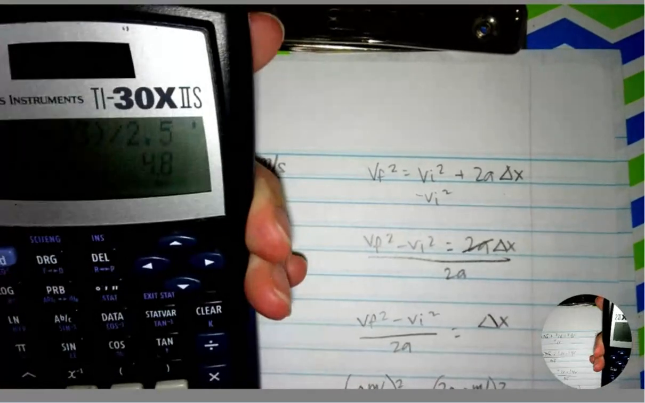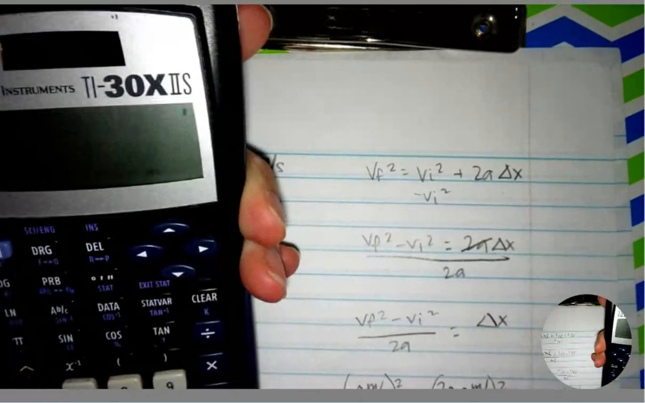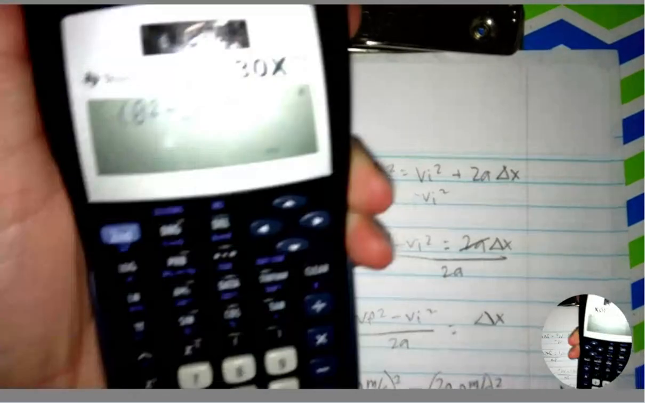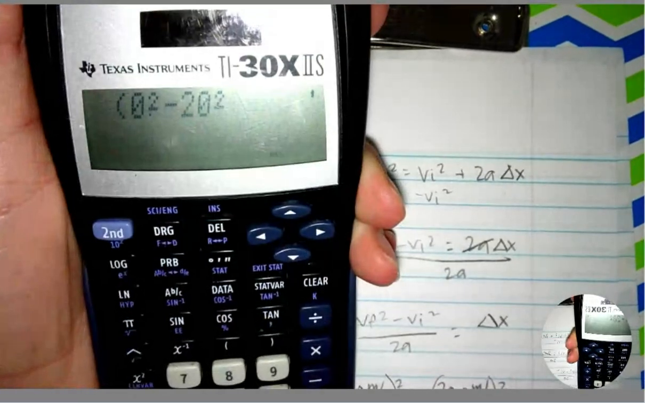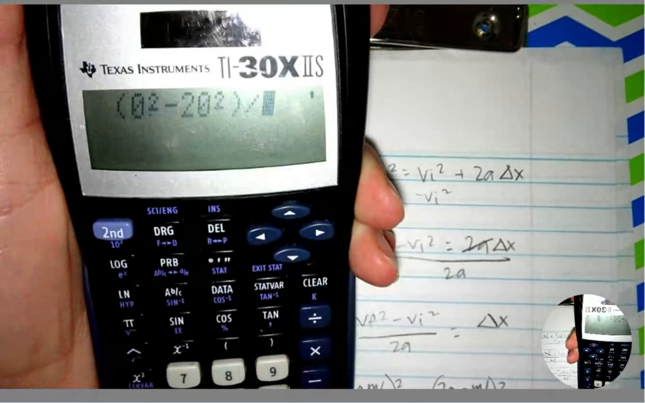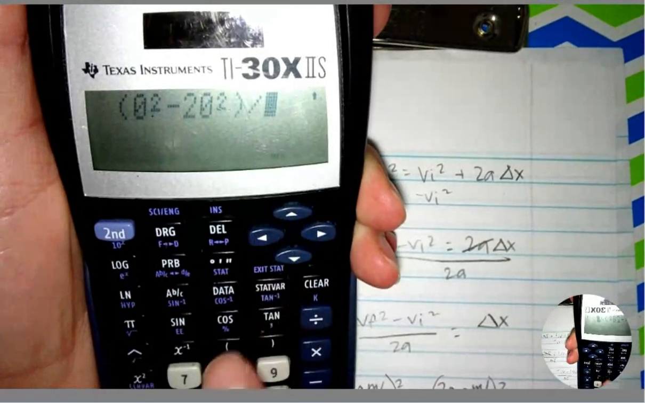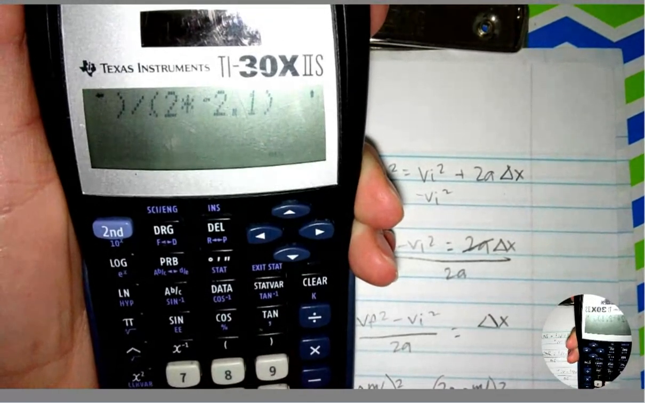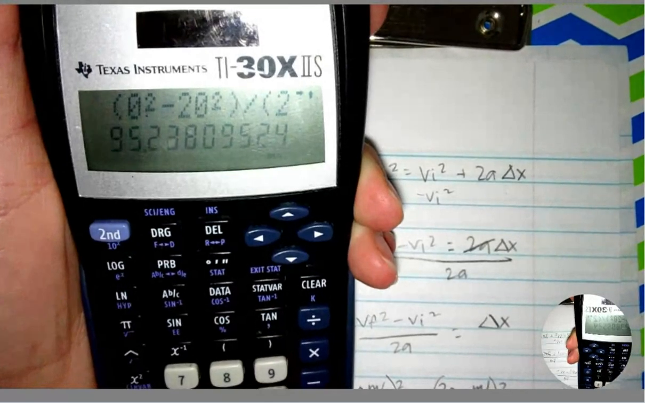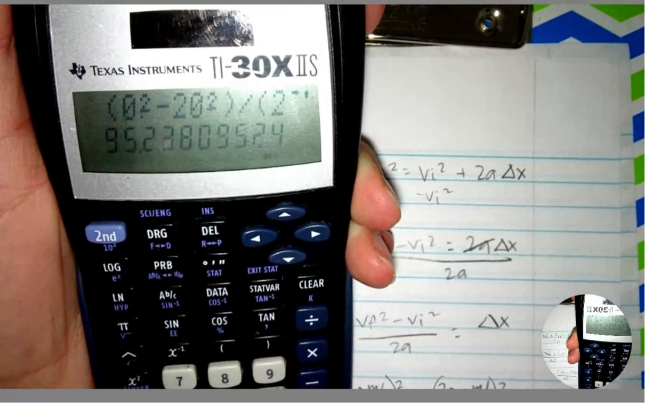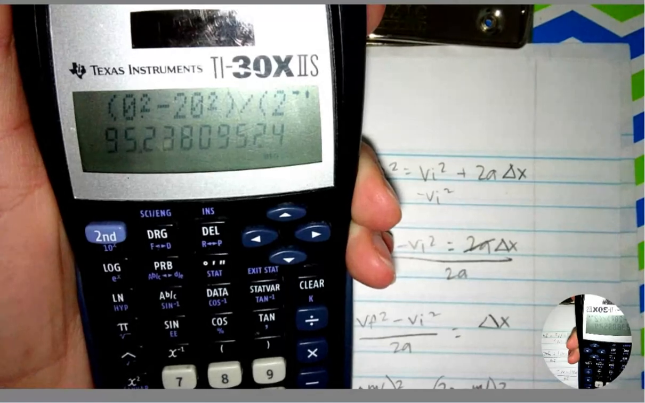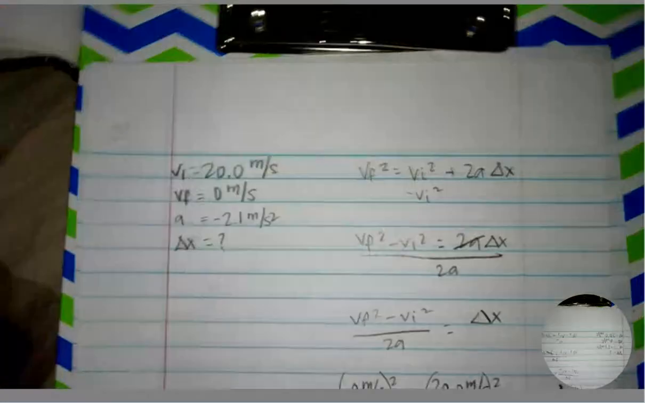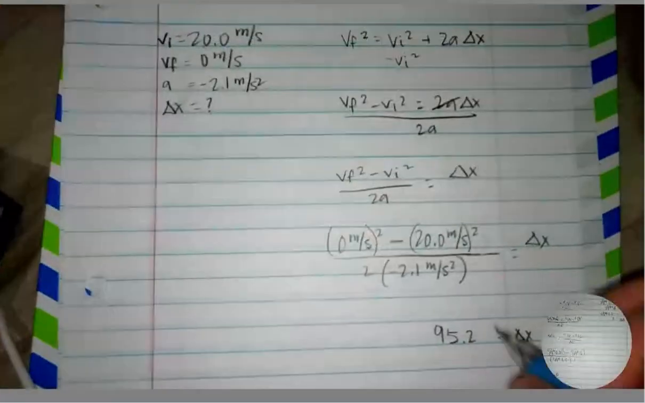So we have it nicely arranged here. We can simply plug it in. 0 squared minus 20 squared. Okay, close parentheses, divided by 2, we might put it open, 2 times negative 2.1. We find our answer to be about 95. I don't know what my significant figures is, so I'm just going to leave it there. If I'm doing displacement, I know I need to be in meters.